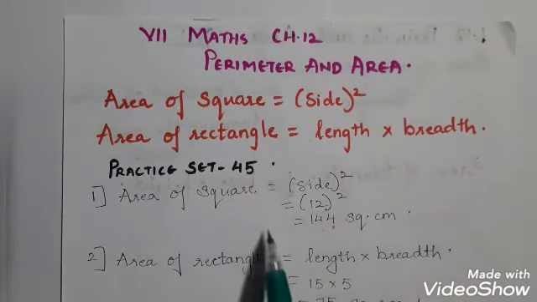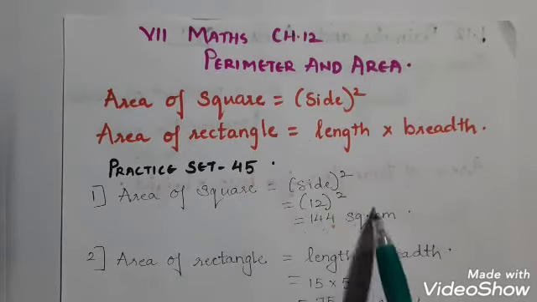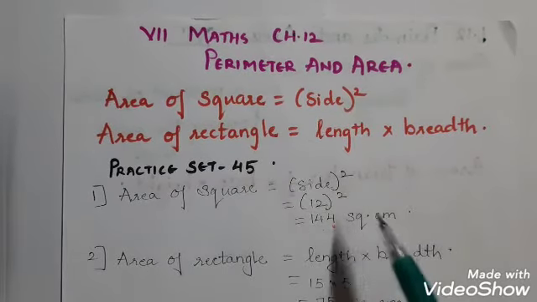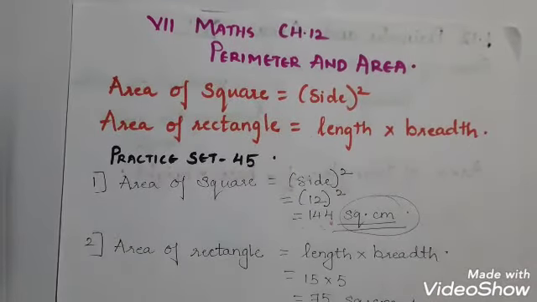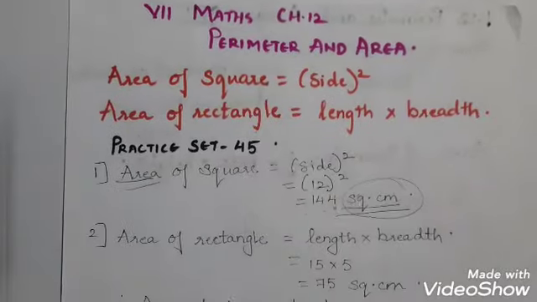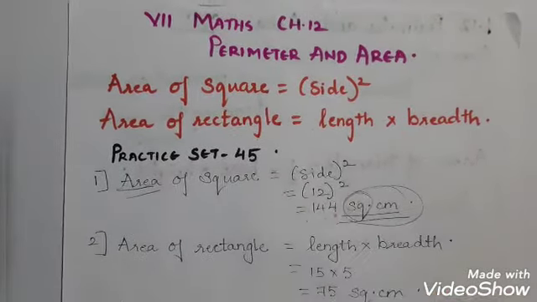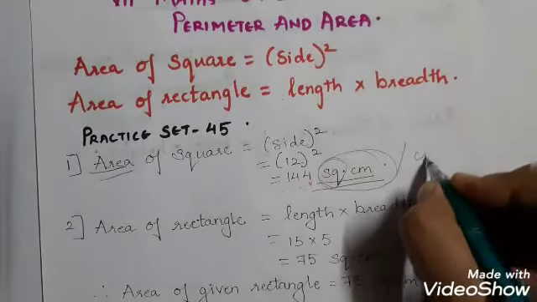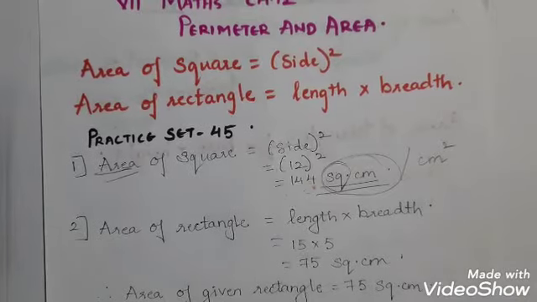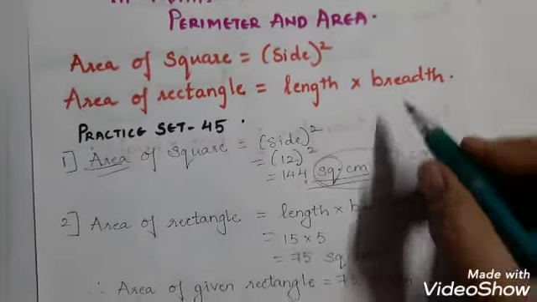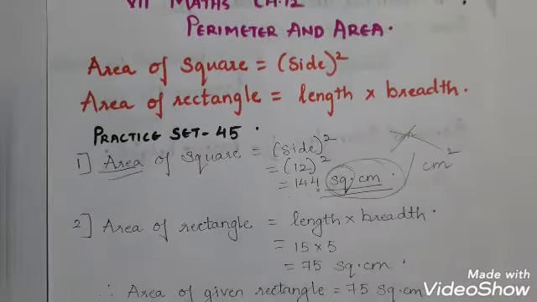We have to write the final answer over here again. Area of a square is equals to 144 square centimeter. Now the units are very important. Always remember, whenever you have to find area, we have to write square centimeter, or else it can be written as centimeter square. Any one of this could be written. But it is important. If you write only centimeter, or if you don't write any units, it is wrong.